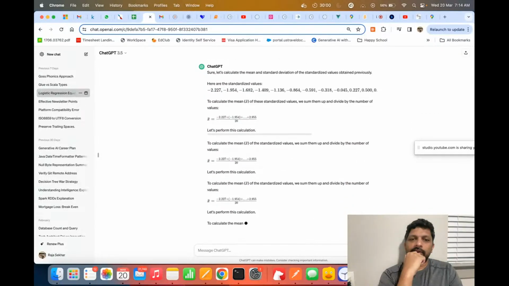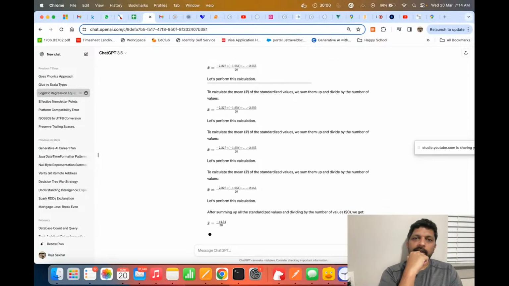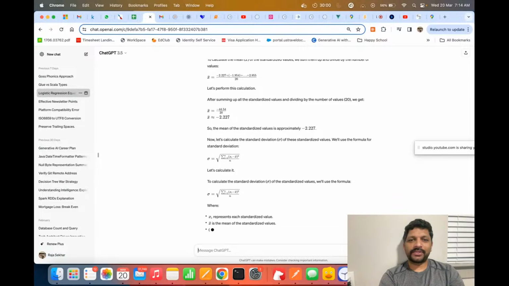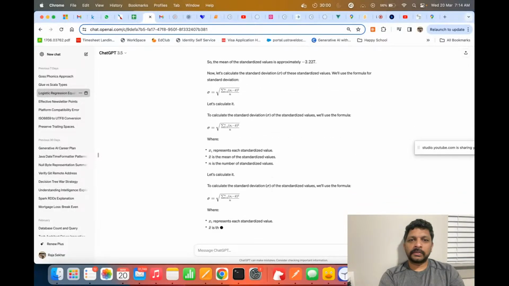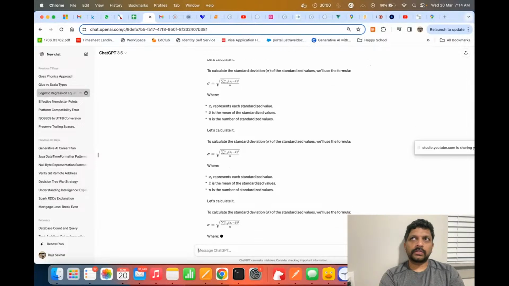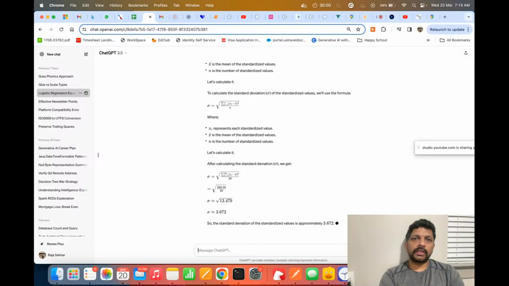Mean he calculated and said 0.02 something. Oh my god, this guy is in cross validation mode, so he's making sure. So what happens? The mean becomes zero, then the square root of sum of squares by n. Previously the standard deviation is 11. That means the distribution is 11. Now it has been brought down to 3.672.